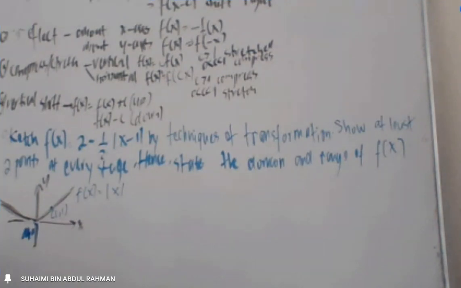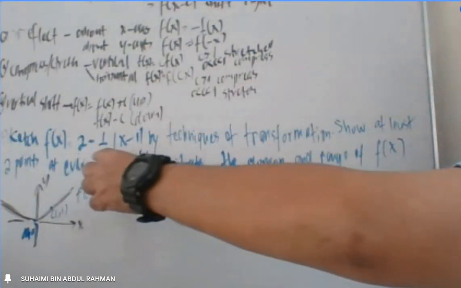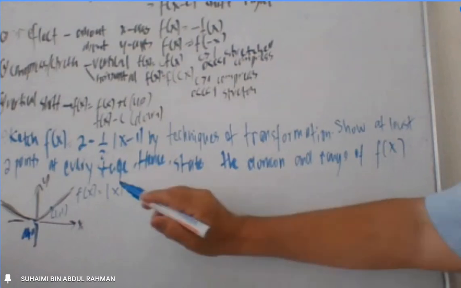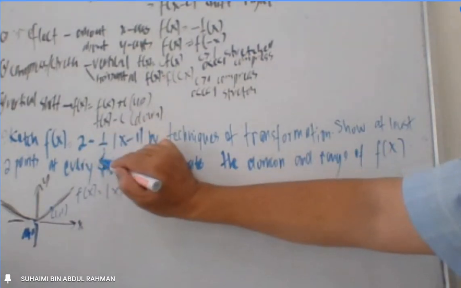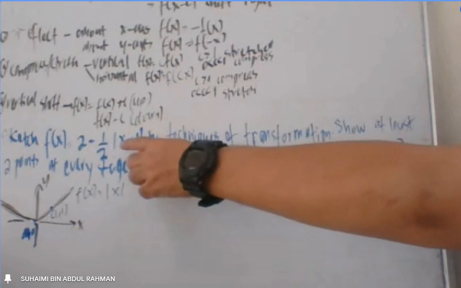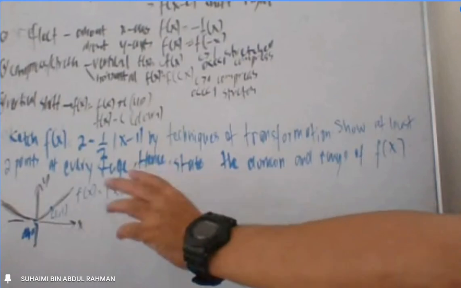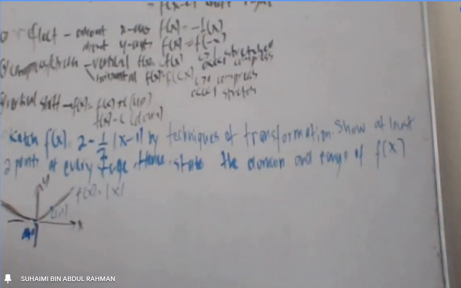Modulus, sir. Because we want to sketch this. Whatever we sketch, we're going to have a modulus. So we need to start with the modulus or absolute value function. We cannot start with another function because it will involve our modulus. Now we start our transformation.